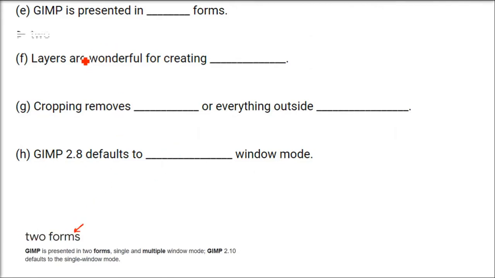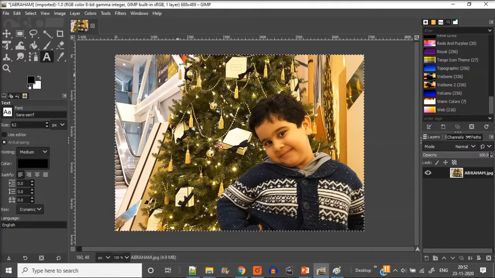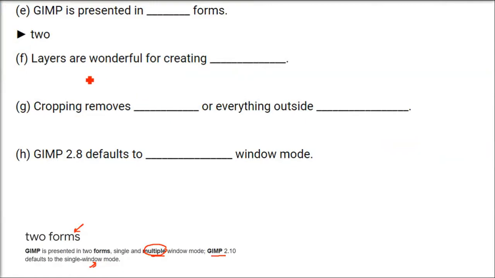So the answer is 2 forms. Gimp is presented in 2 forms. First is single and second is multiple window mode. So Gimp right now, which we are talking about 2.10, defaults to the single window mode. If you see here, this is a single window. But multiple windows is also a possibility.